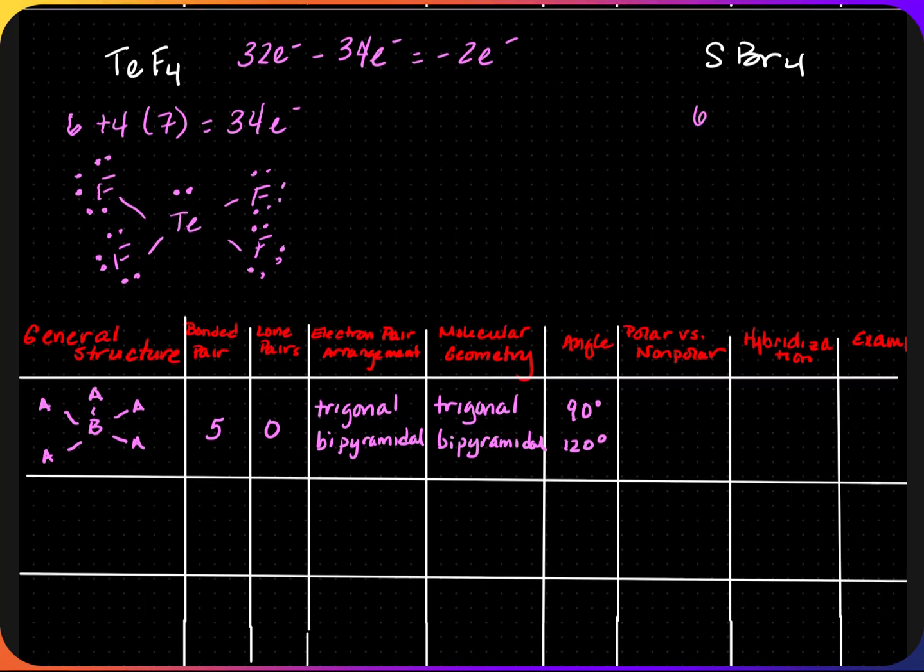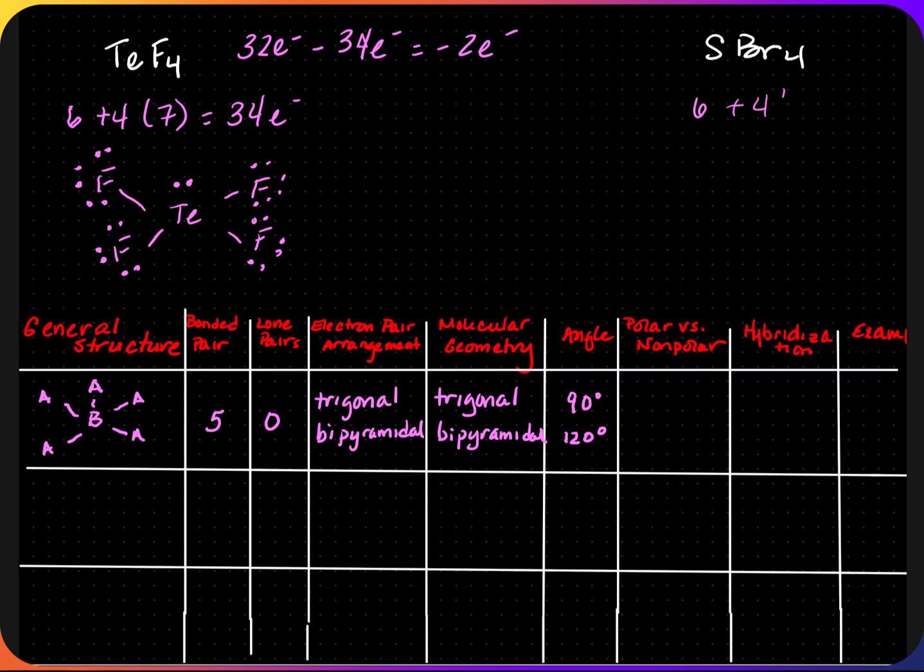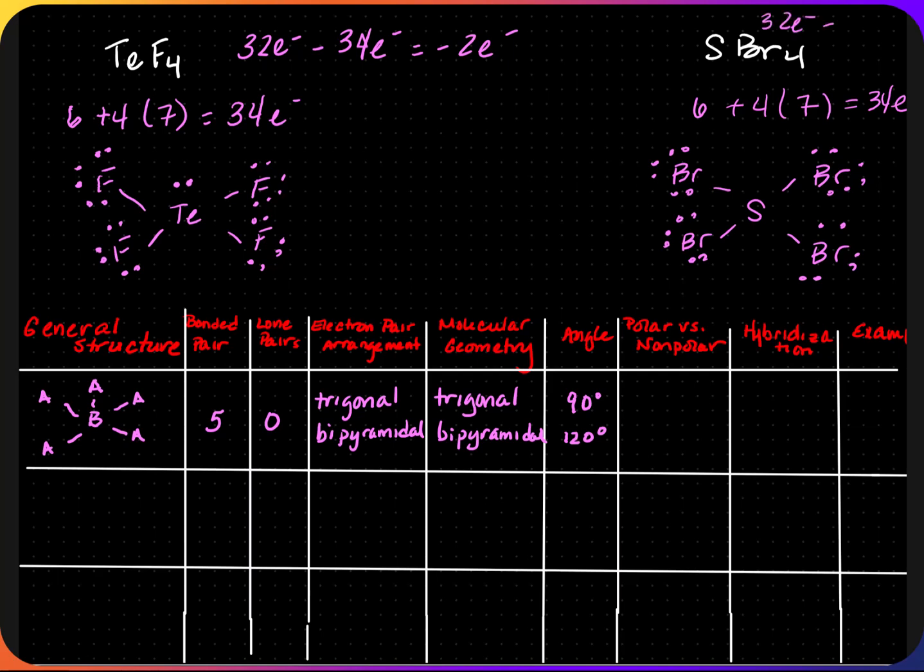Sulfur has 6 valence electrons plus 4 bromines, and each of the bromines has 7. So this is a total of 34. The central atom is sulfur. The bromines are going to go on the outside. Each Br has 2 electrons from the bond, and so it needs 6 more. Sulfur has 8, so it fulfills the octet rule. So now if I count electrons in the Lewis dot structure, I will have 32. This structure is not correct because I have 34 valence electrons. I am deficit 2 electrons, and since sulfur is in period 3, it can hold the extra 2 electrons.